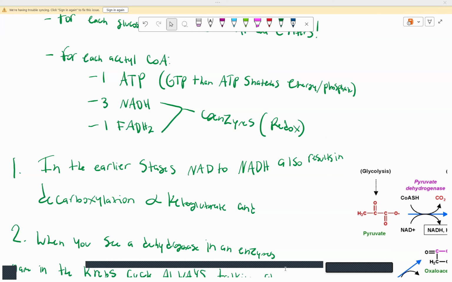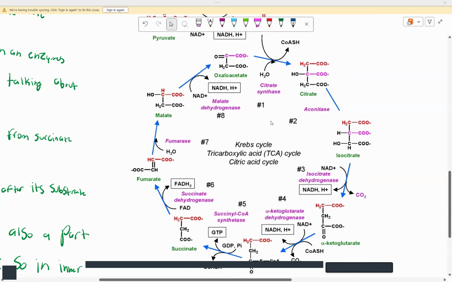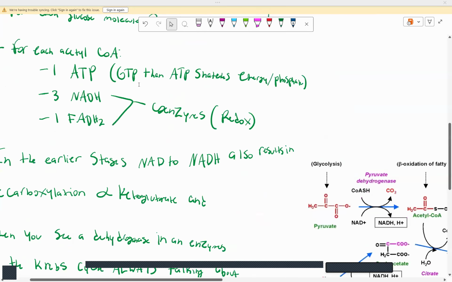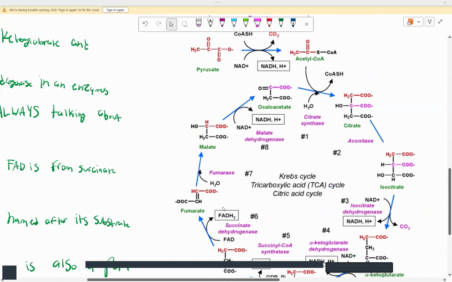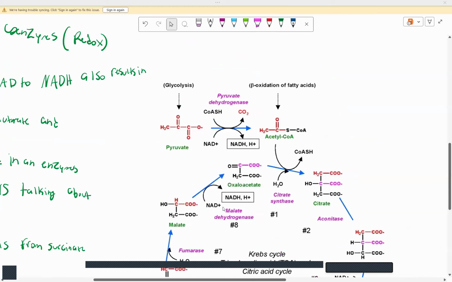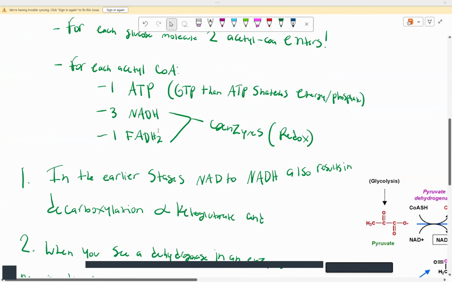It'll also produce 3 NADHs down here that I have, and then 1 FADH2. I snatched this from the internet just because I think it's a great image. NADH and FADH2 are coenzymes. So what are coenzymes? Coenzymes are what help transfer electrons.